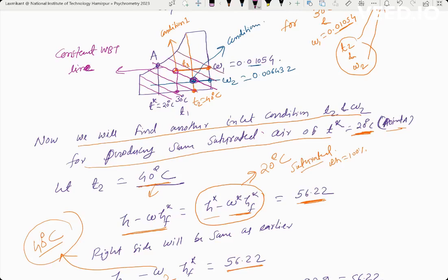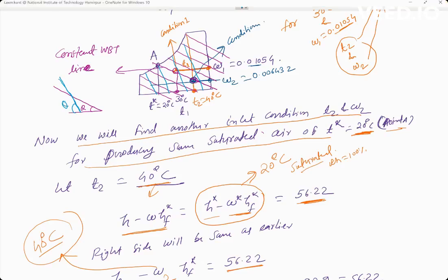The slope of the constant wet bulb temperature line is lower than that of the specific volume line. The specific volume line has a slightly higher slope. So if we draw, this is the constant wet bulb temperature line, and the slope is like this, with this angle theta. However, the slope of the constant specific volume line is like this, which has a higher theta. So this is the specific volume line, and this is the constant WBT line.